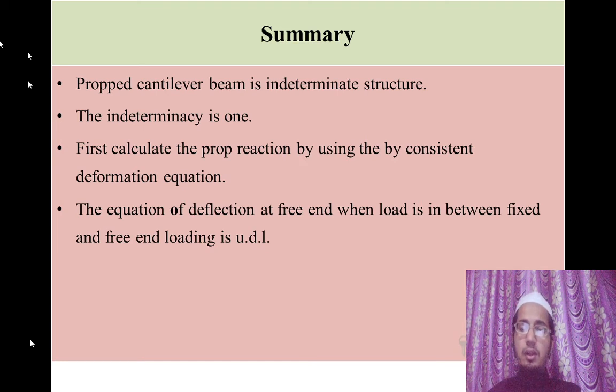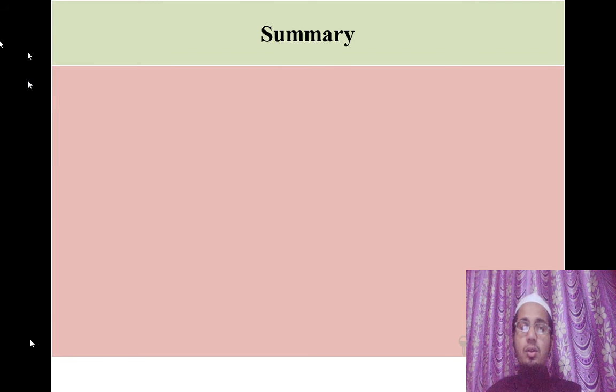For this we can remember this equation for partial UDL. There is an equation of deflection at the free end when the load is in between the fixed and free end in the form of UDL, that is WL1 raised to 4 divided by 8EI plus WL1 cube divided by 6EI in bracket L minus L1, where L1 is the span of the UDL from the fixed end.